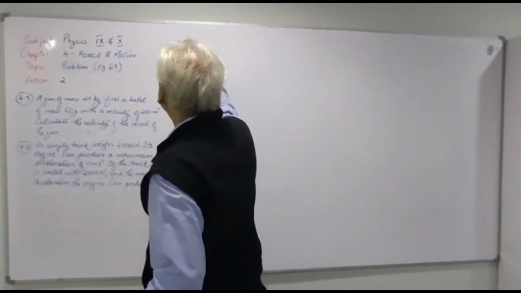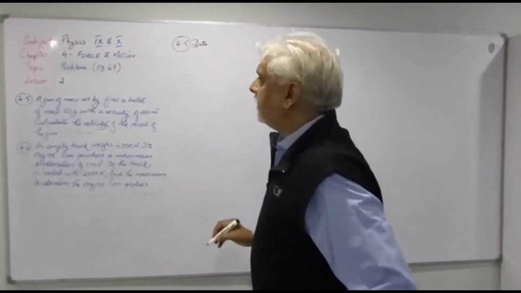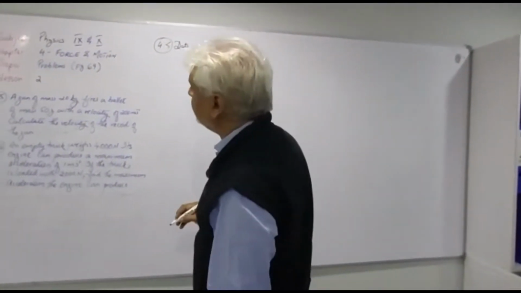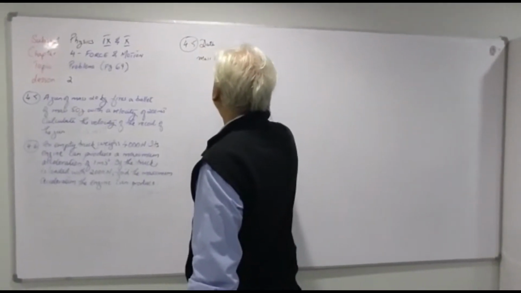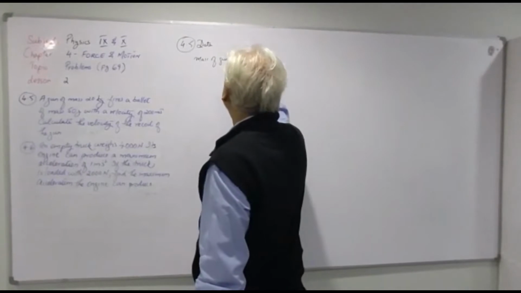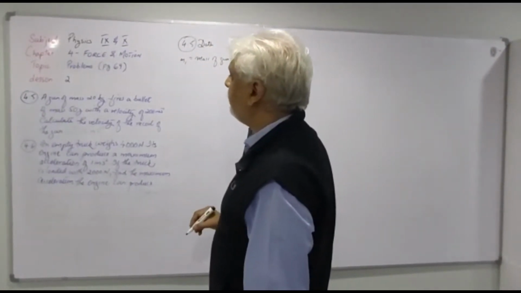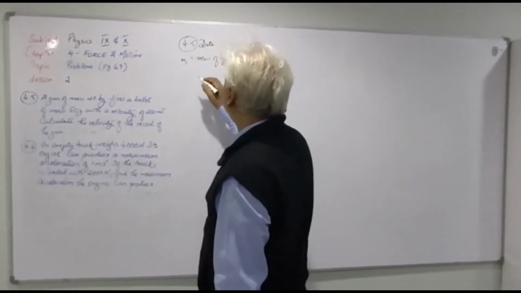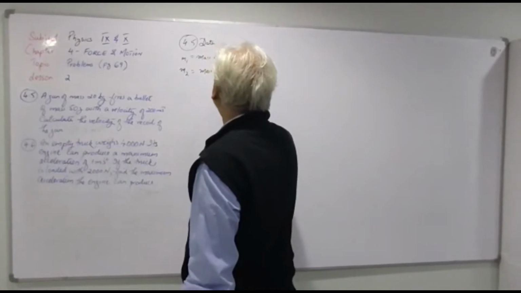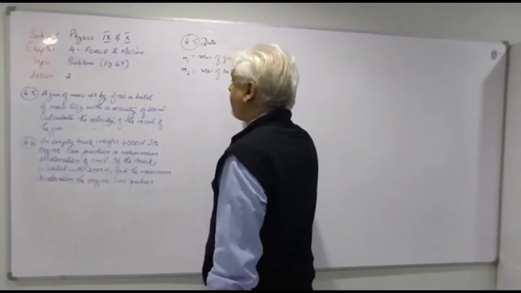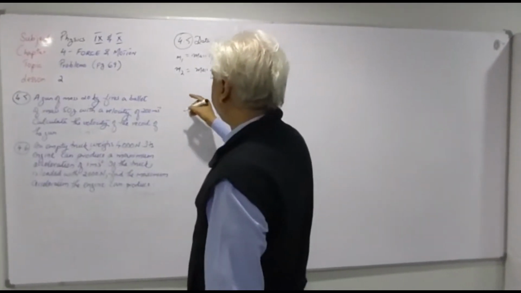So 4.5, let me just write down the data. A gun of mass 20 kilograms. So let's write mass of gun is equal to 20 kilogram and we call it M1. Okay, fires a bullet of mass 50 grams. So M2, let's suppose, is the mass of bullet, and this is 50 grams.